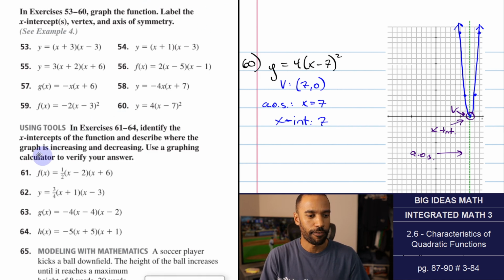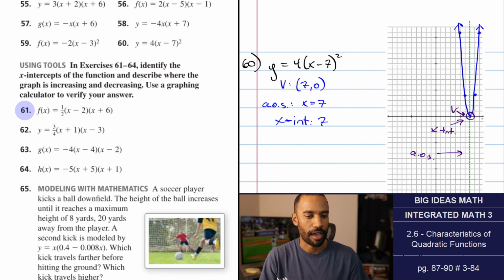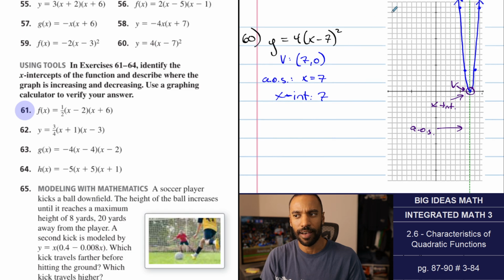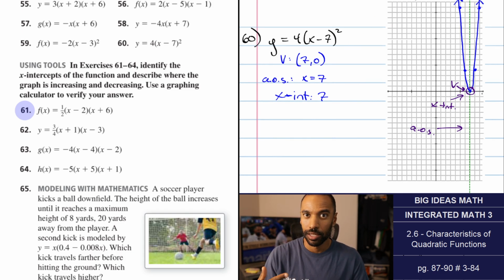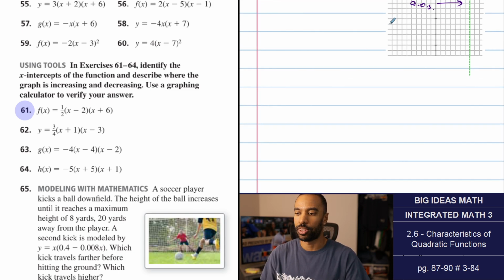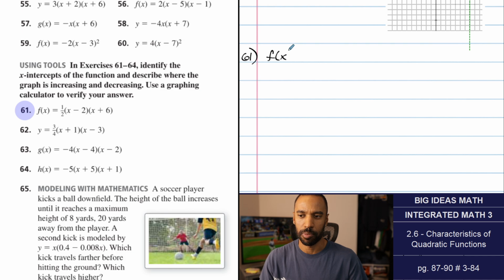Number 61 to 64, identify the x-intercepts of the function and describe where the graph is increasing and decreasing. Use a graphing calculator to verify your answer. I don't know if I plan on using the graphing calculator to verify it. I think I've said this before. Look at me. I'm the graphing calculator now, right? I think we know what things are going to happen based off this. Assuming we understand what's happening with the problems themselves. It depends. Maybe the problems will be tricky.